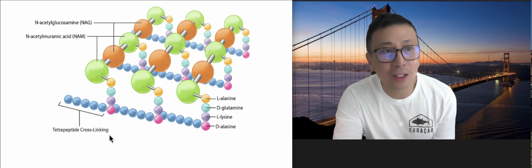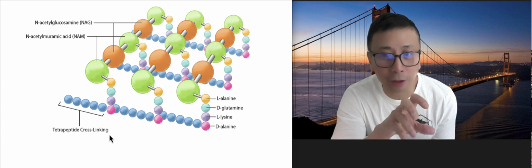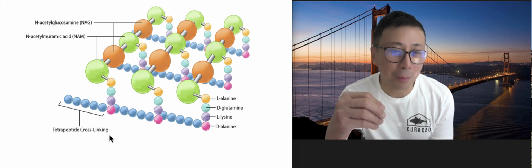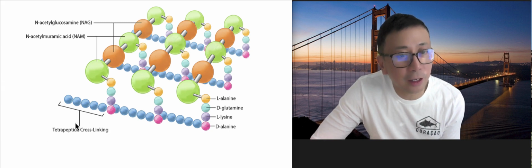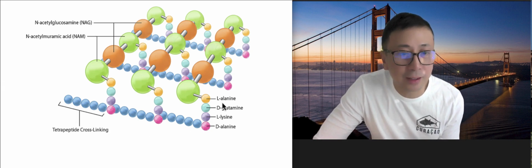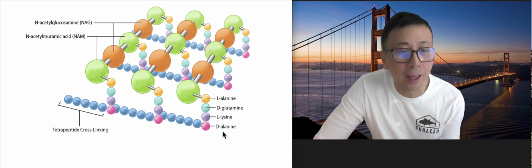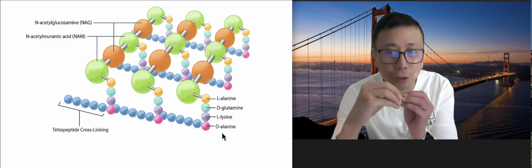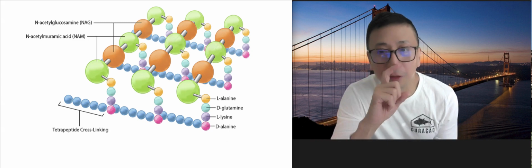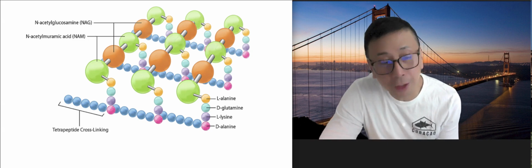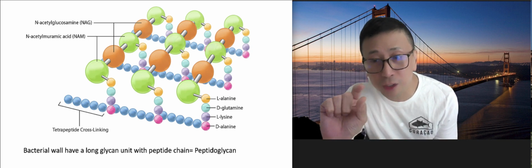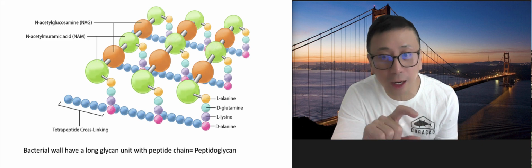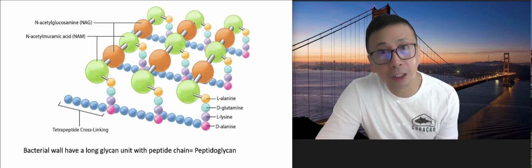Okay, this is what I was referring to, like how those molecules look in terms of your microbiology. I'm just giving you guys an idea of how it looks. So there is that cross-linking in here. This is what I was telling you, the amino acids L-alanine, glutamine, lysine, and alanine putting those peptides together so that they can form a web, if I may use that term. The bacterial wall has that long glycan unit with peptide chain. It's just one, but it's continuously forming and connecting to each other. So they call that peptidoglycan.